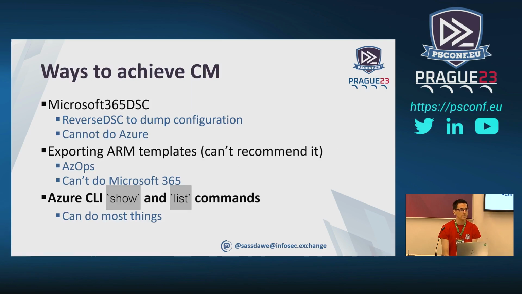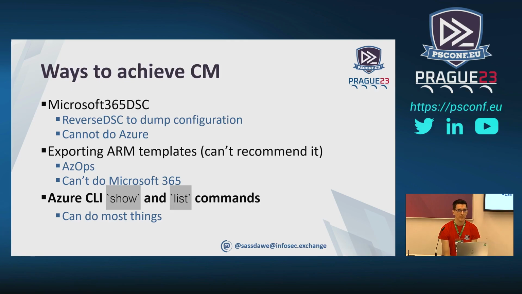There are different ways to reach this configuration monitoring heaven. It depends on what you need to monitor. If it's Microsoft 365, the Microsoft 365 DSC can help because it can do reverse DSC. Instead of pushing configuration, it can just dump what is configured currently in the tenant or in the tenants. It can do Azure AD and Power Platform, but it cannot do standard Azure infrastructure. So for that, you need something else.